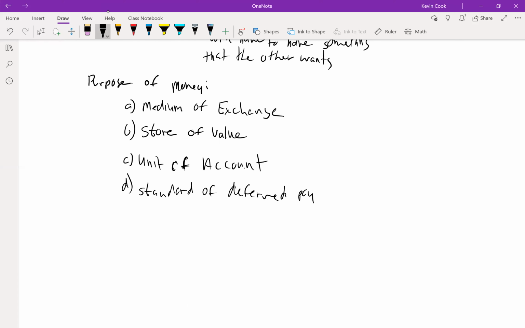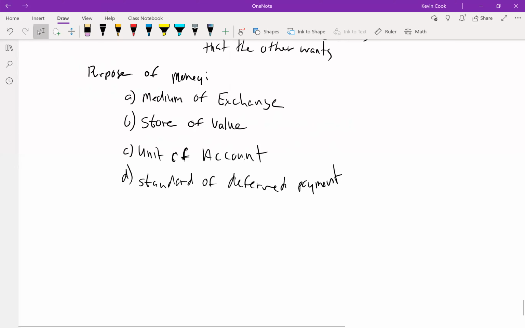So the standard of deferred payment, the idea of this is, if I go out today and my car breaks down or my car just blows up or whatever happens, I can go out and buy a new car, but I don't have to have all the money for a new car right now. Instead, I can buy it and then pay for it over time, or I can pay for it over time with a loan. So we're able to basically borrow from our future earnings.